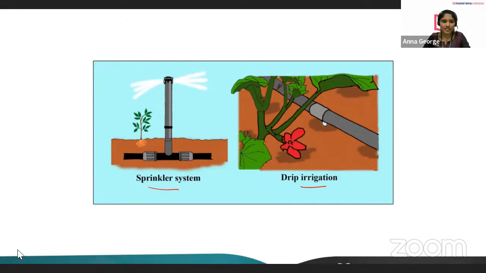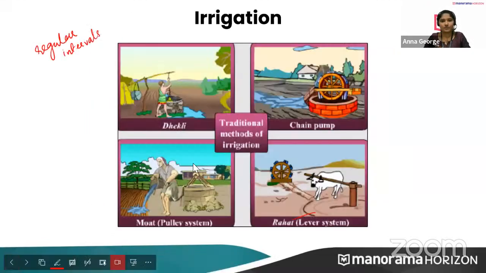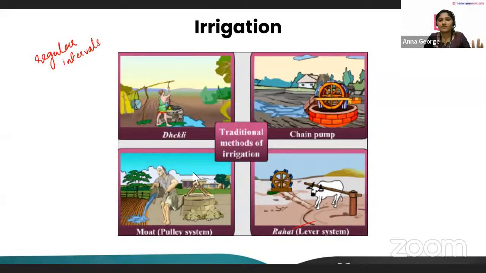Can you show the previous slide? Okay, I'll show. These are the four. Srinidhi, is it clear? Traditional methods: Dhekli, chain pump, mot, rahat. Students, you are very, very good. I am getting the answers very soon.